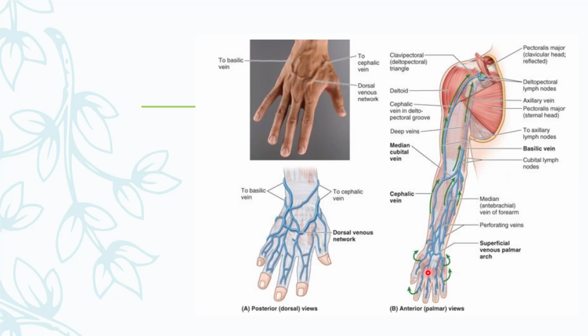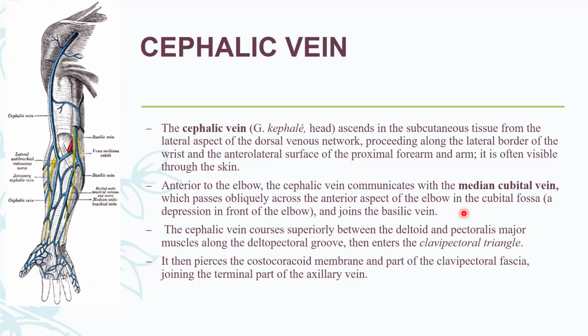Same in this diagram also, you can see here the superficial venous palmar arch. This is over the palm side, and over the dorsal side also there is the superficial venous arch, which will give origin to the cephalic vein on the thumb side and the basilic vein on the medial side of the arm. First of all, we will discuss the cephalic vein. The word cephalic comes from a Greek word, cephale, which means head.